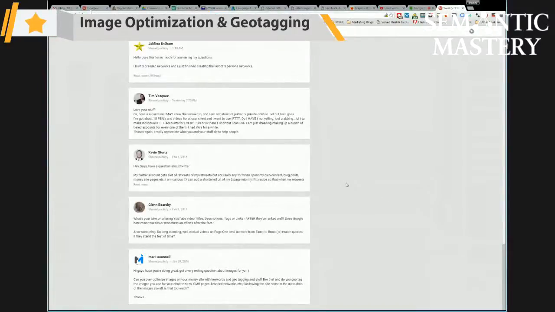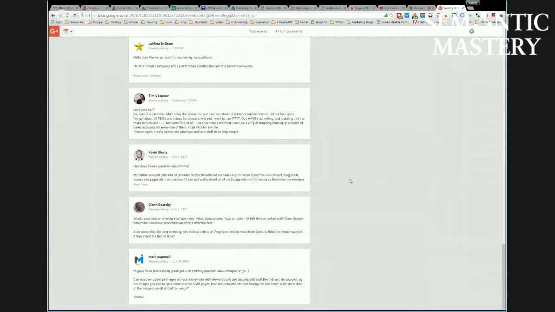Got a very exciting question about images for you. Can you over-optimize images on your money site with keywords and geotagging and stuff like that? And do you geotag the images you use for your citation sites, Google My Business pages, branded networks, etc., plus having the site name in the metadata of the images as well? Is that too much? Mark, not if you're using... yes, I optimize the metadata of the images.